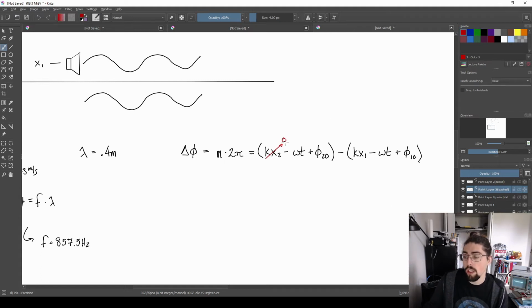Kx2. X2 is at 0. Omega t's are going to cancel out. What I'm left with is this: negative Kx1 plus delta phi naught.